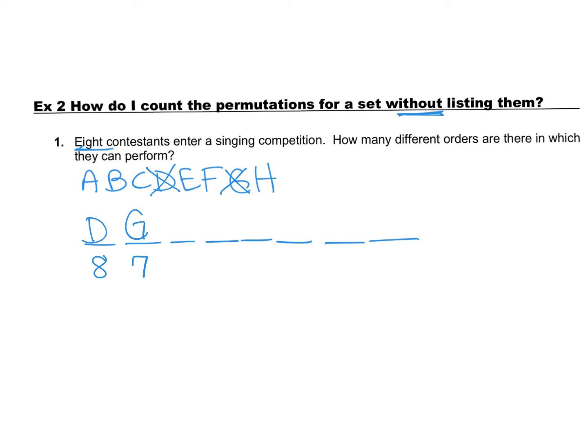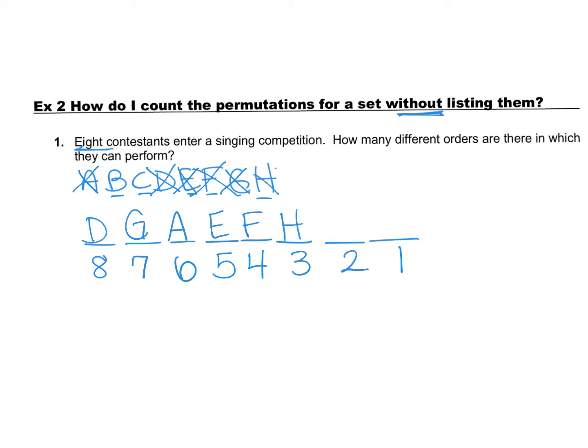Now to find out who's going to be next on stage, I would have not 7 people to pick from, but 6. Let's say it was going to be contestant A. Now I have to decide who's going to come out next on stage. Maybe it's going to be contestant E. I chose E out of 5: 1, 2, 3, 4, 5. And so forth. Then I'd have 4, 3, 2, and 1. Let's say I had F, and then the next I'd have 3 to pick from: B, C, and H. Maybe I want H to be next.